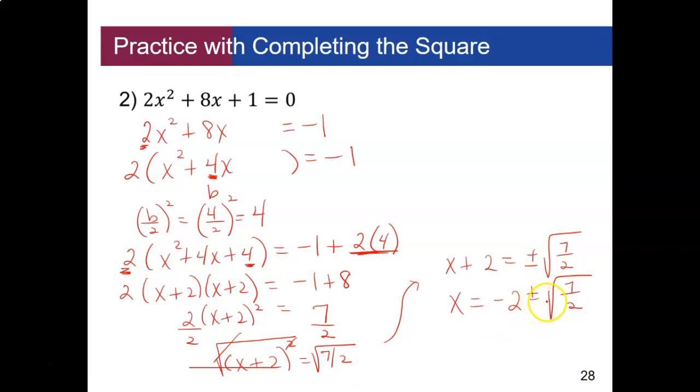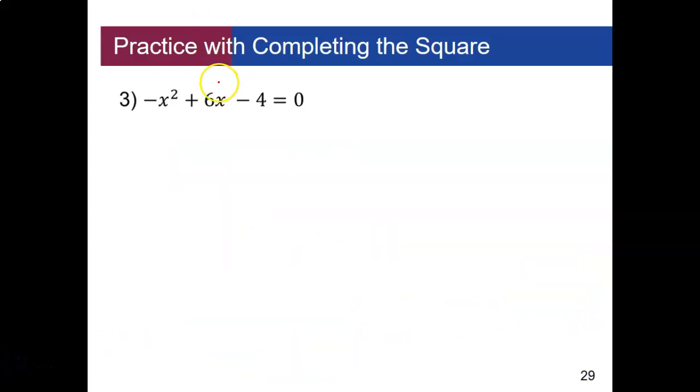And we'll have negative 2 plus or minus the square root of 7/2. Okay, on this problem, we're going to follow the instructions of dealing with the ones that have a leading coefficient other than 1 here. So we're going to first move the 4 to the other side.